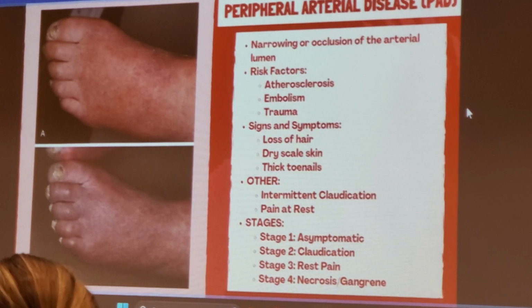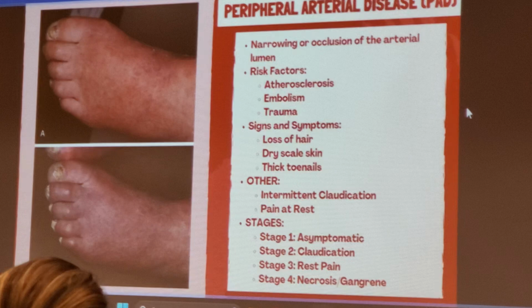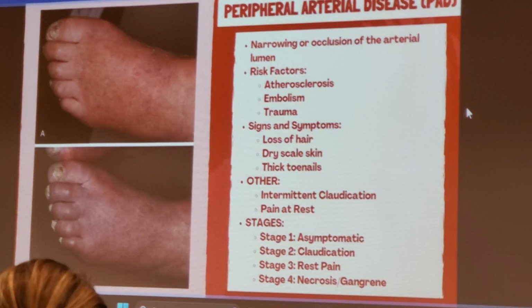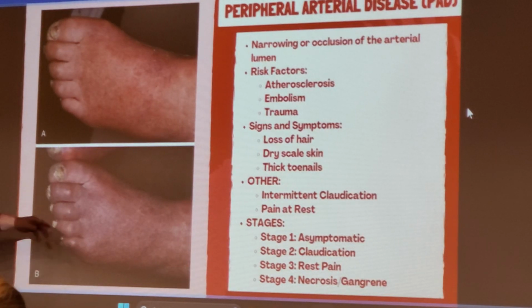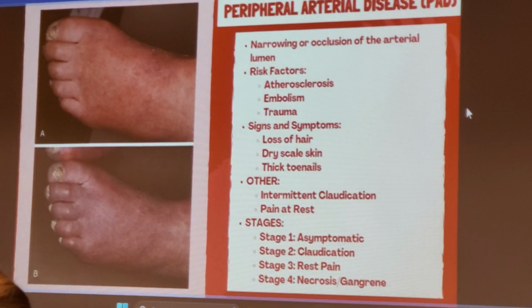So if you look to the left right here, this is what we call dependent rubor as well. It's just the coloration difference. So patients are dangling their feet, and then when you elevate them, you get this nice purply color, and that's what we see.